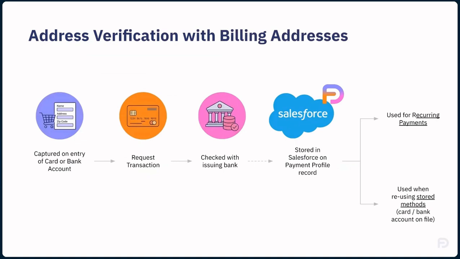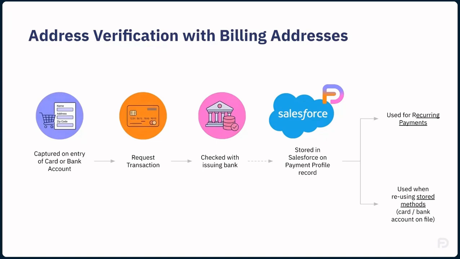So one layer deeper, what does it look like usually? You'll have to ask for the billing address of your customer together with the credit card number or the bank account number, whether this is an online form or a virtual terminal like a payment component. Then you request the transaction with the payment service provider, which checks the credit card number plus the billing address with the bank of the payer. And then if everything is correct, we will store the billing address on the payment profile record in Salesforce in FinDock. Once it's stored, it can be used for future recurring payments.